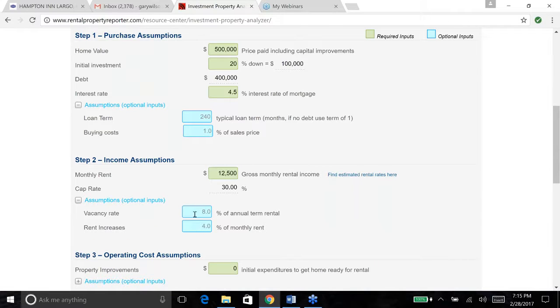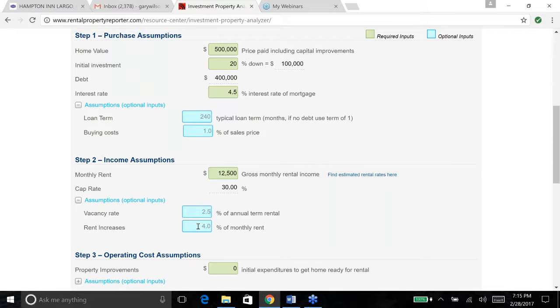Now let's look at vacancy rate. Vacancy rate they've got here 8%, way too high. Right now, we have properties that are 0, and the average has been between 2 and 3%. So let's just say it's 2.5% vacancy rate.